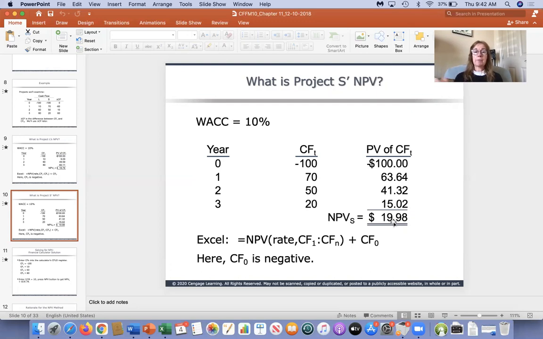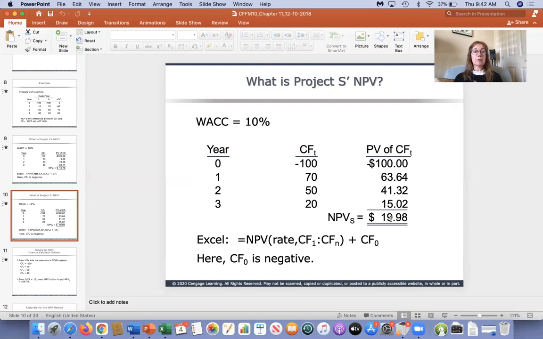Okay, so just to recap the NPV, you take the present value of the cash flows and you net that out with what it's cost you. And any positive net present value project has added value to the firm and should be accepted.